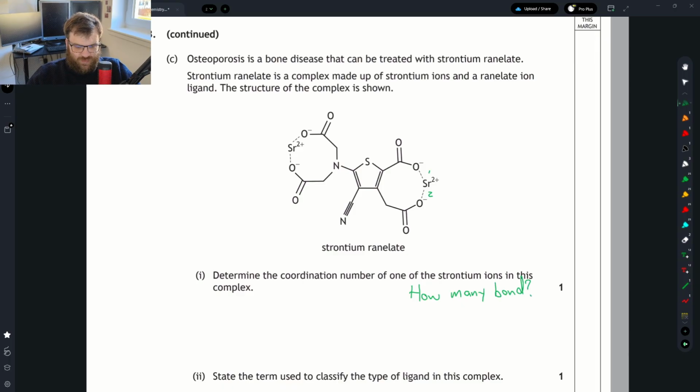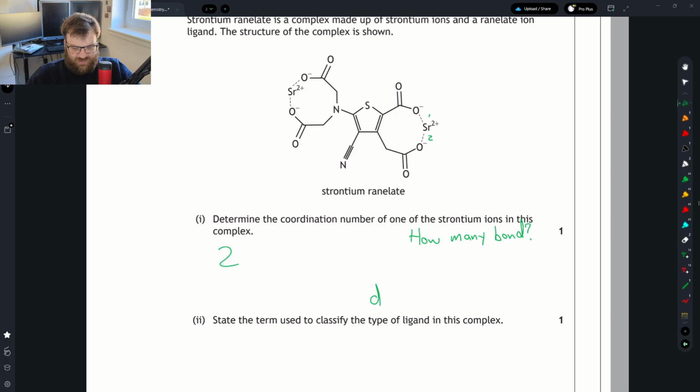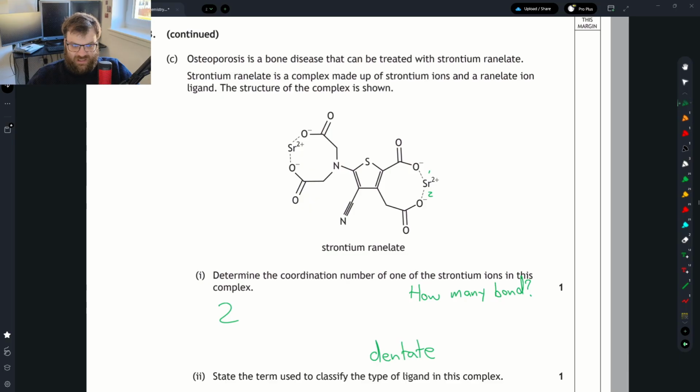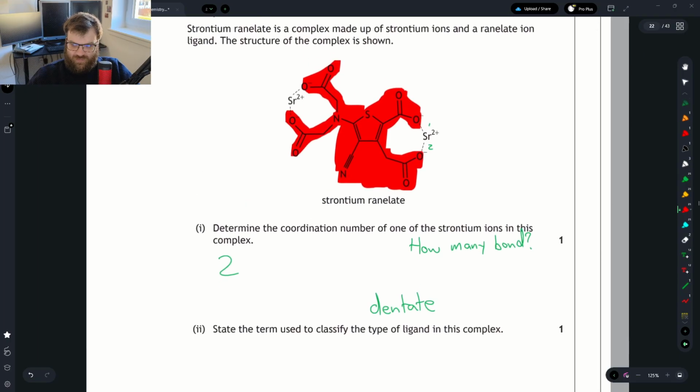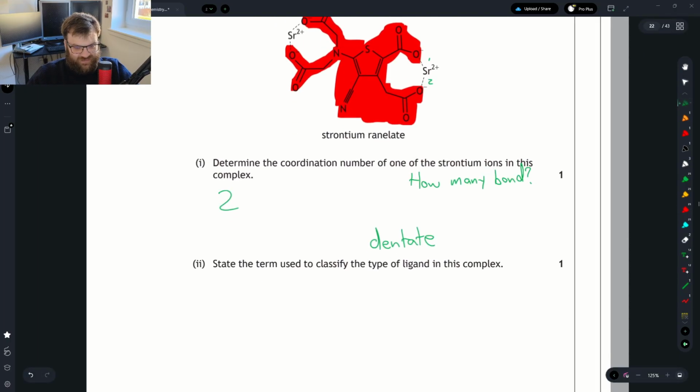Each of them has 2 bonds, has a coordination number of 2. Next, we're dealing with the classes of ligands. This is the dente words, so mono, bi, tri, tetra, penta, hexa, etc. Look at how many bonds each ligand's making. This whole entire thing is our ranolate ligand. It is making 1, 2, 3, 4 bonds in total, or 4, we would describe that as being tetradente. So the ligand's making 4 bonds.